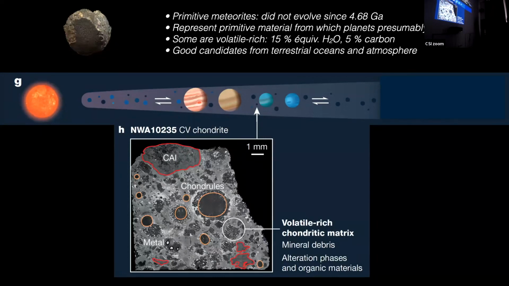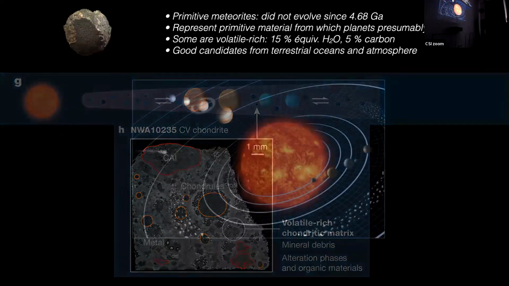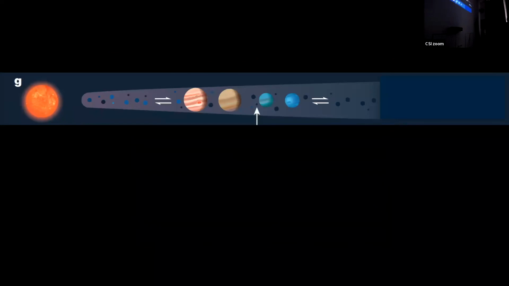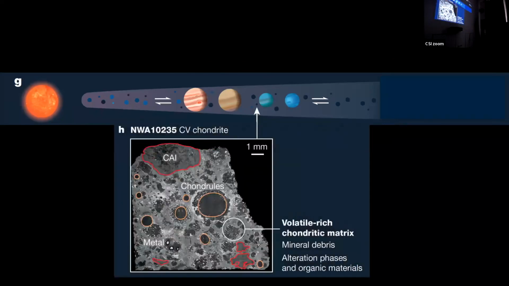And they do contain some volatile elements, which are mostly concentrated in a kind of low temperature matrix. It's an assemblage of shaly, water-altered minerals that are full of OH or full of organics and so on.